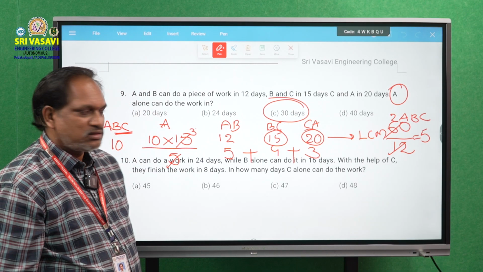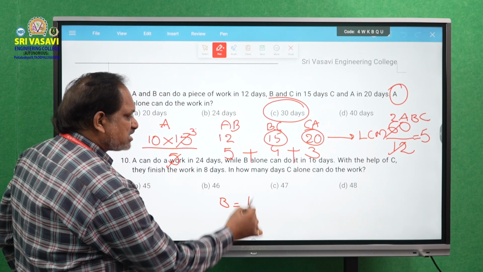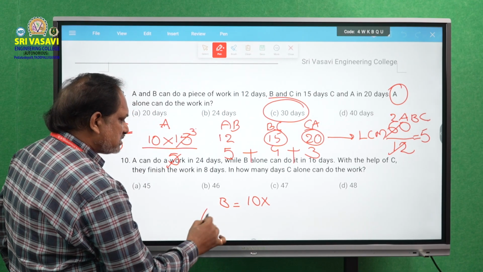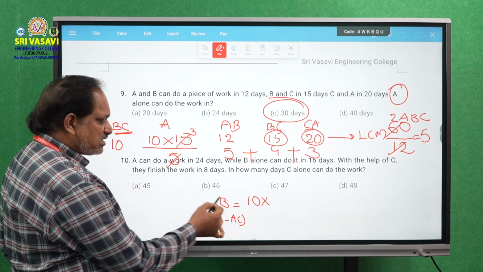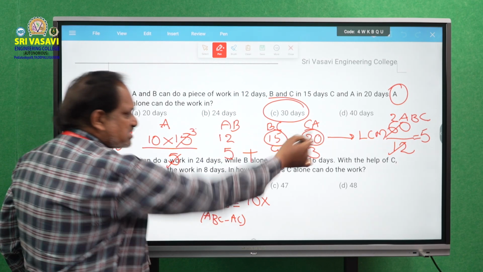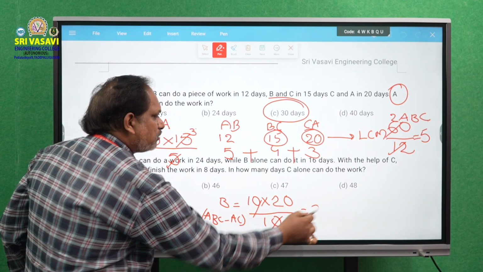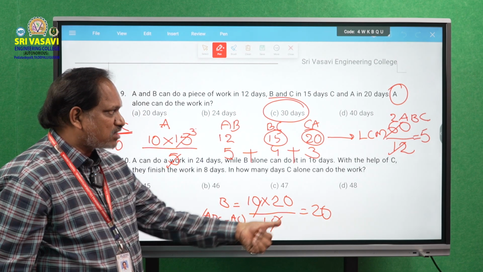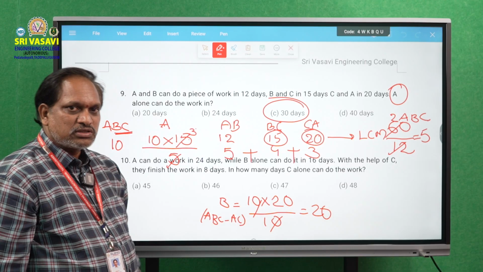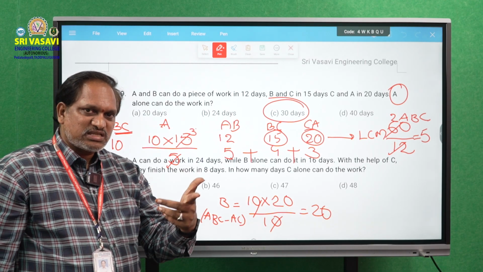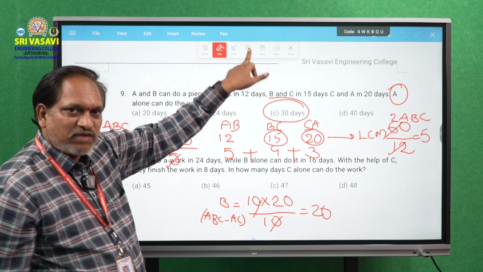A alone means 30 days. In this, if you want B alone required, ABC together minus AC. ABC minus AC is equal to B. What is AC? AC means 20. So by difference is 10. So B alone means 20 days. Actually B alone is not asked, only A alone calculation is 30 days. So this is the simple method. For more than 2 persons, we use the method that is equal to LCM. I hope you are very clear.